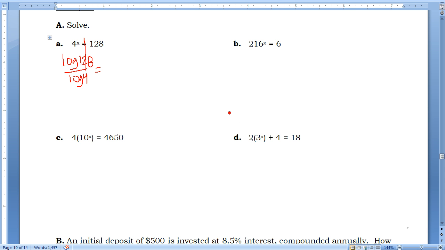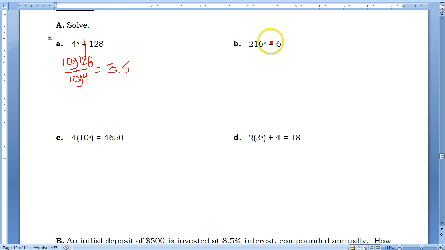So on the calculator, you would type log 128. Depending on what calculator you're using, that's going to be in a different spot. But log, that's the log. It opens up a parentheses automatically, so you're going to type 128. Then you have to close that parentheses before you divide. And then you're going to do log 4. So the log of 128 divided by the log of 4 is 3.5. What that means is 4 to the power of 3.5 will equal 128.